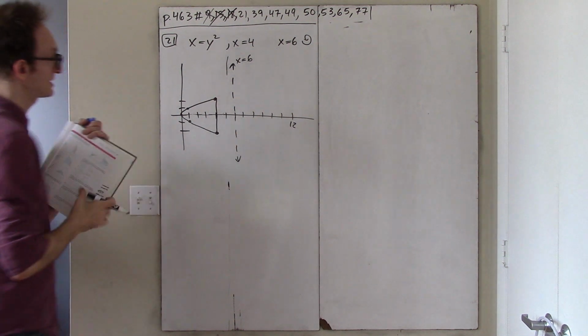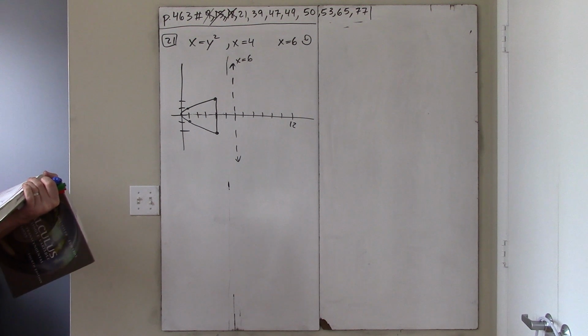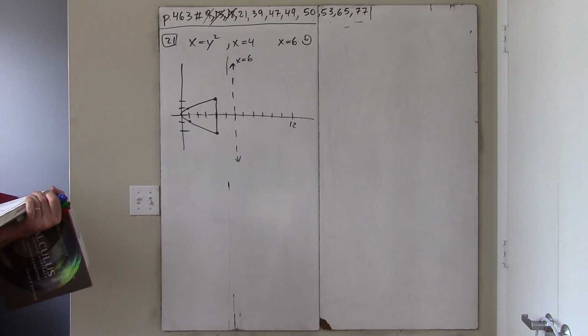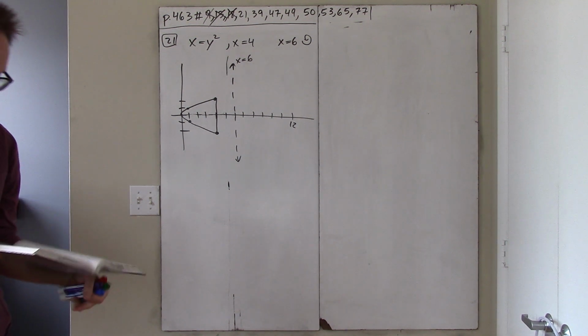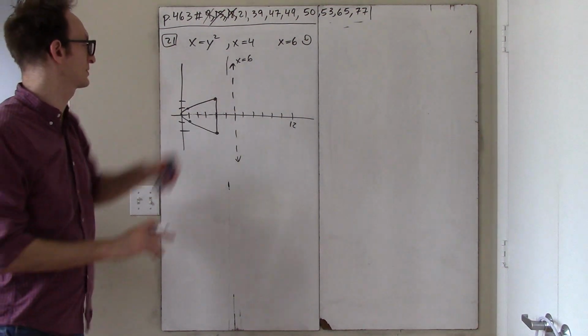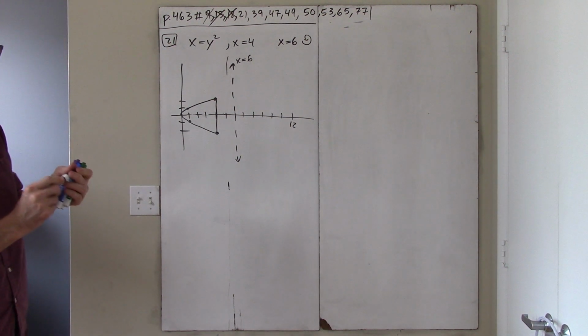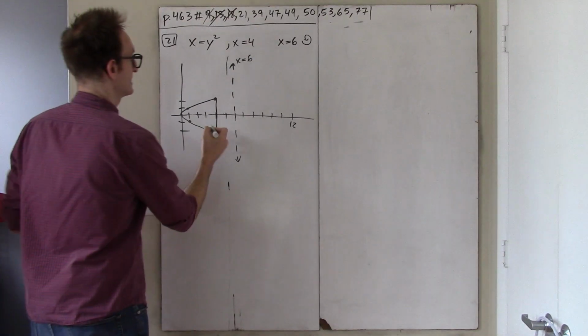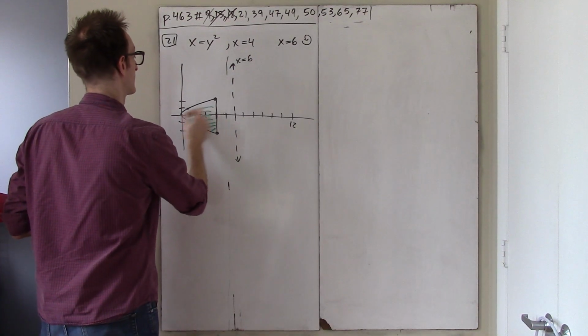But if I interpreted this correctly, I'm supposed to find the volume of the solid generated by revolving the region bounded by the graphs of the equations. Okay, so the two equations were x equals y squared and x equals 4. Therefore, the region bounded by those equations is this region.